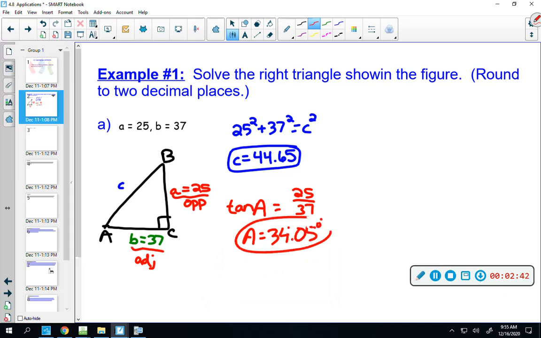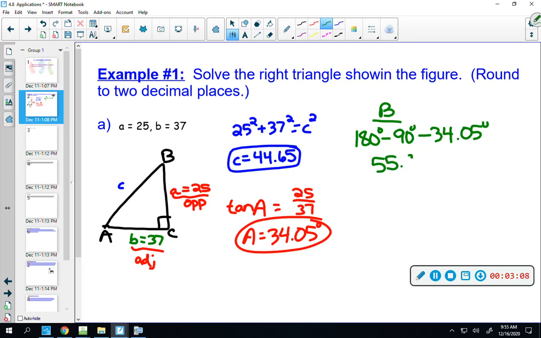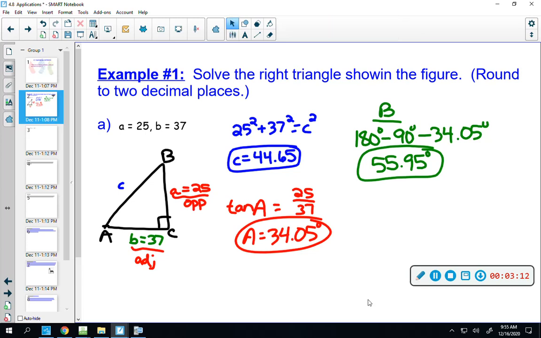All right, so the last thing we have to do, of course, is B. Now, you could do another trig ratio. Again, you have all the sides. You could do sine, cos, or tan. Or, easiest way, all 3 angles in a triangle should add to 180. We'll throw back to geometry. So I'm just going to take off the given right angle. You can do that in your head. And then I'm going to subtract off our angle A. And you can do that all in your calculator. You're going to end up with 55.95 degrees. So nothing new. Just when it says solve the triangle, you want all 3 angles, all 3 sides.